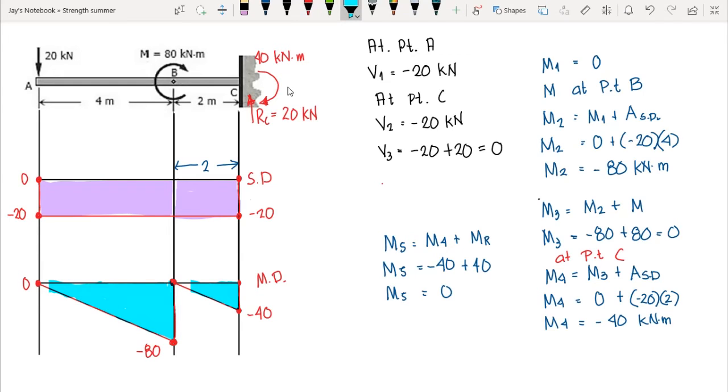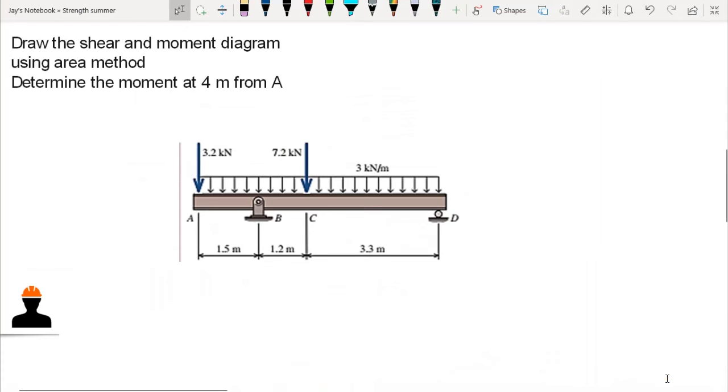So imagine how easy this method is compared to the conventional approach, that is using shear and moment equation. And then we have our second example here. We have to draw the shear and moment diagram using area method and determine the moment at 4 meters from A. So again, the first thing we do here is to compute for the reactions.